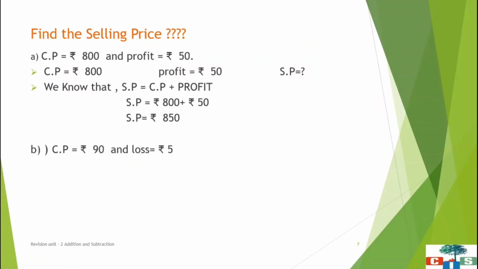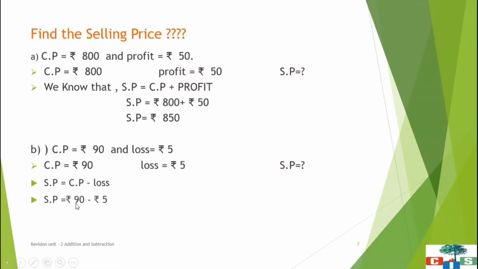Now next is to find selling price when cost price is equal to rupees 90 and loss is equal to rupees 5. Here cost price and loss are given, and we have to find selling price. So what is the formula for finding selling price? When cost price and loss are given, we have to subtract loss from cost price. That is 90 minus 5, which is equal to rupees 85. So selling price is rupees 85.